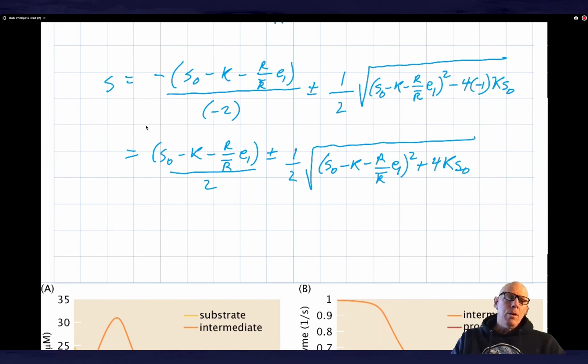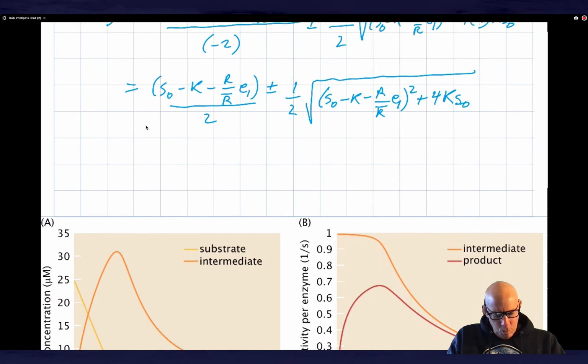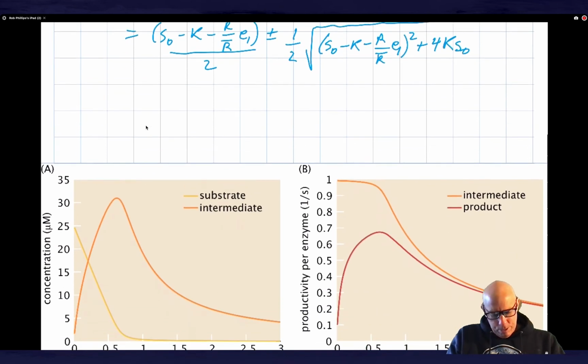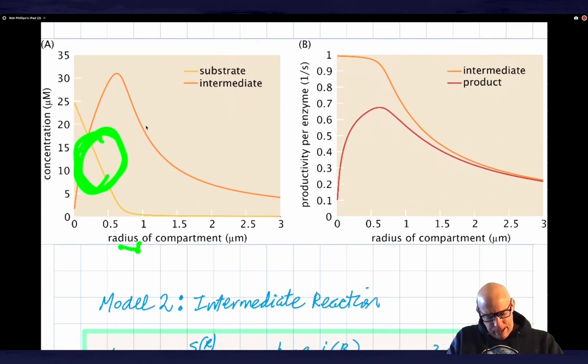This is assuming no spatial effect. When I say spatial effect, what I mean is that the diffusion, once the substrate's on the interior, is so fast that I can think of the substrate concentration on the interior as effectively uniform. So that model is what's plotted right here. This is the substrate concentration on the interior as a function of the radius of the compartment. So as I said at the beginning, no matter how small I make the compartment, it does not matter.